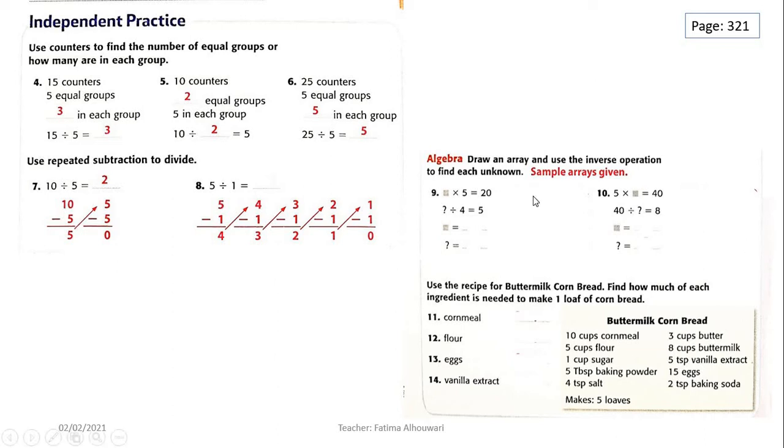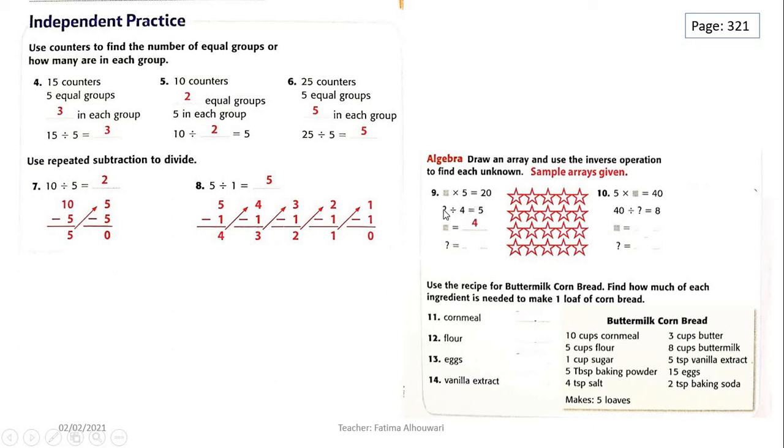In the multiplication sentence, here we have something multiplies 5 equals 20. The total is 20, and there are 5 in each row. So it will be just like this one. We have 20 stars or counters and 5 in each row. So now how many rows in this array? 1, 2, 3, 4. So simply the unknown here is 4. So 4 multiplies 5 equals 20.